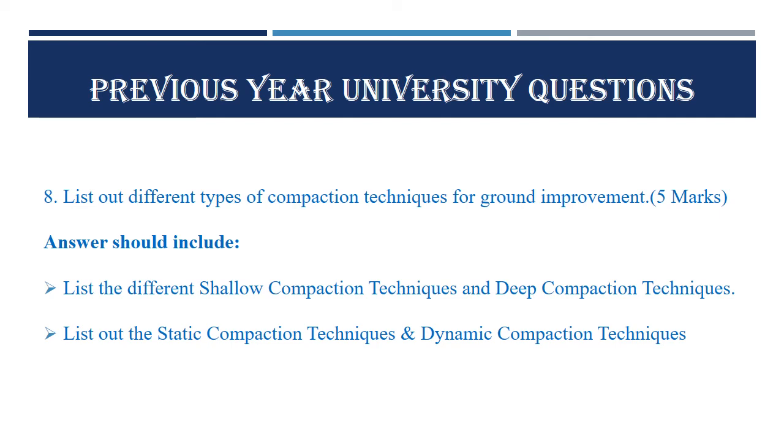So you have to answer like, what is compaction, and list out the different shallow compaction and deep compaction techniques. Then list out the different static compaction and dynamic compaction techniques. So your answer should contain what is compaction, the types of compaction techniques such as shallow compaction, deep compaction, static compaction, and dynamic compaction, and list out the various techniques under these 4 headings.